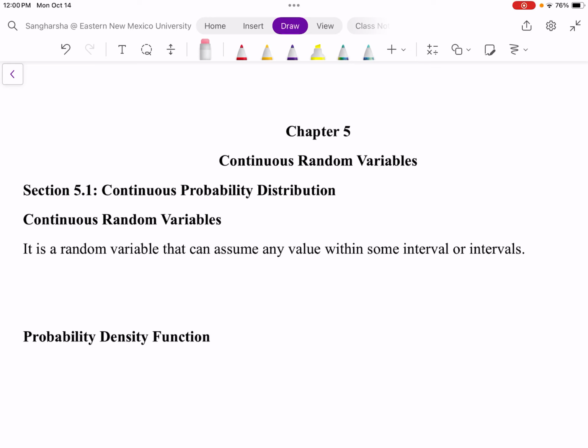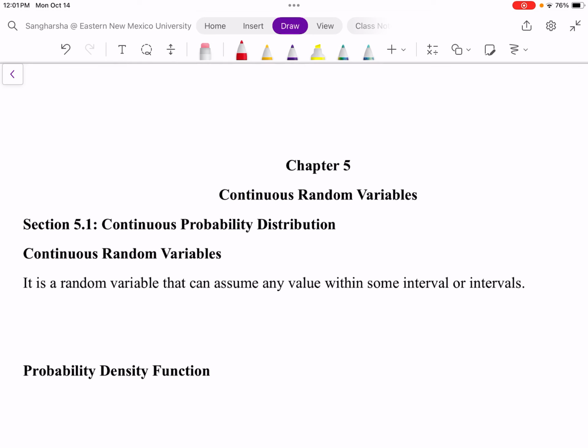Okay, now here, before we start chapter 5, let me go back to chapter 4. In chapter 4, we talked about the discrete random variable, and in chapter 5, we'll be talking about the continuous random variables. So we classified our random variables as discrete and continuous. If our random variables assume numbers that we can make a list of, those are discrete random variables.